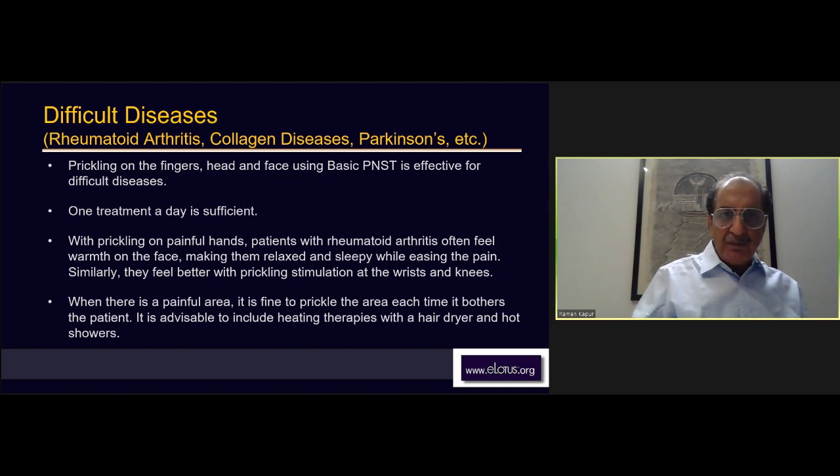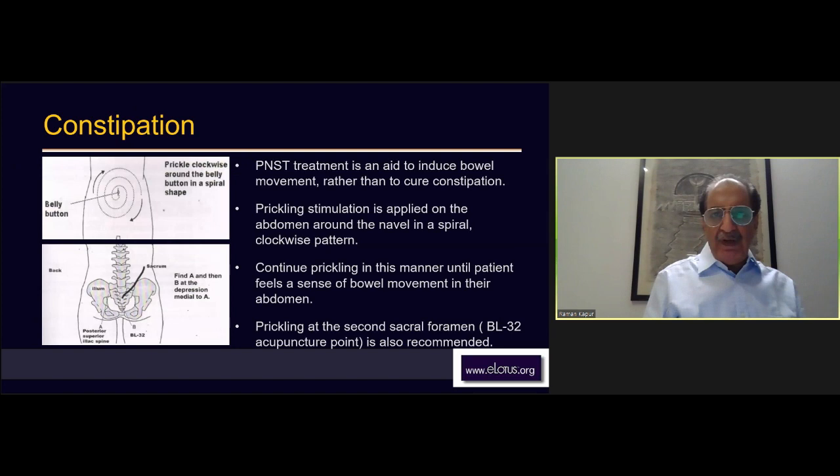Constipation: PNST can be used as a very important aid to induce bowel movement. Just prickling stimulation is applied on the abdomen around the navel in a spiral clockwise pattern. And we can continue prickling in this manner until the patient feels a sense of bowel movements in their abdomen. Prickling at the S2 sacral foramina point, acupuncture point UB32, is also strongly recommended.